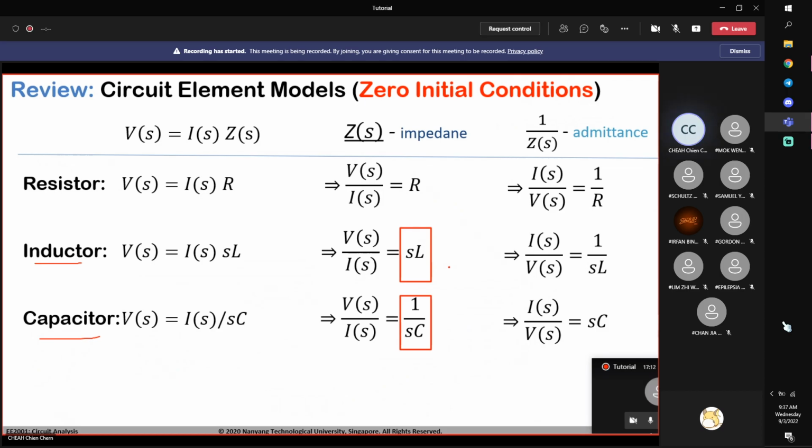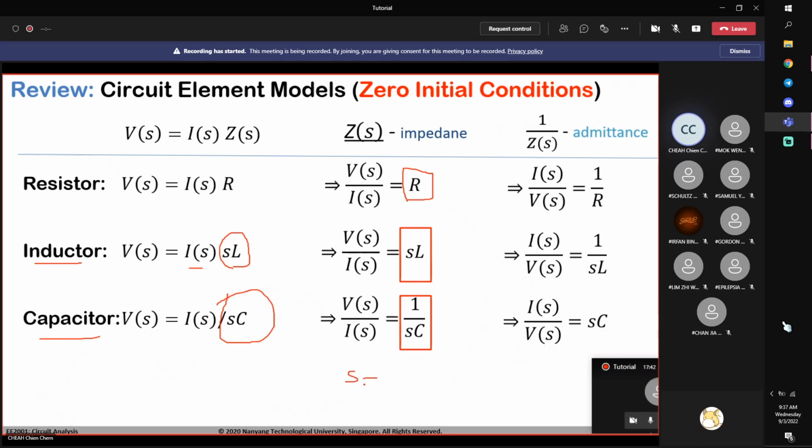So without initial condition, it's easy, just SL, 1 over SC. And as I said, you should remember this by heart, as you remember Ohm's law. V is equal to IR for resistors, V is equal to I times SL for inductor, V is equal to I times 1 over SC for capacitor. You need to remember this by heart because you use it very frequently, especially in the second part of the course.